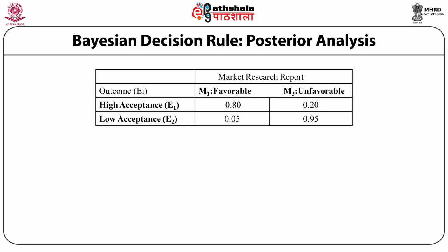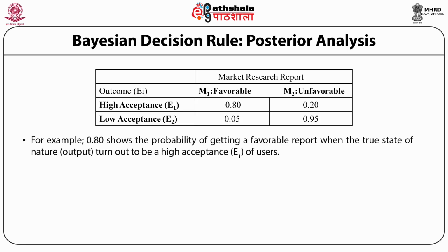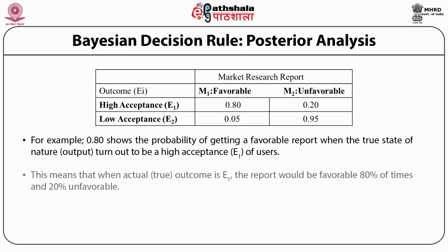So here, what is the meaning of conditional probabilities? For example, 0.80 represents the probability of getting a favorable report when the true state of nature turns out to be a high acceptance, that is equal to E1. Symbolically, we can represent the value of probability M1 given E1 is equal to 0.80. It means when the actual outcome is E1, the report would be favorable 80% of the time, and 20% of the time it is supposed to be unfavorable.